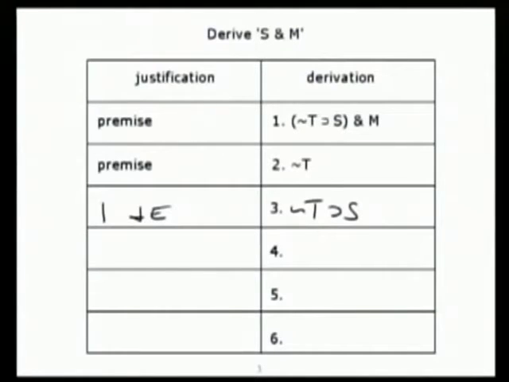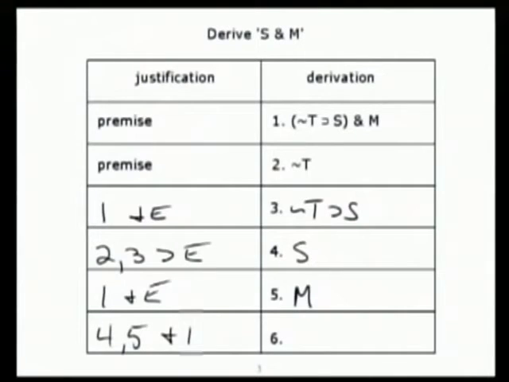Those are the 2 conjuncts. We bring down the first. We could bring down either one. Then with 2 and 3 by horseshoe elimination, we get S. And then we have to do this one step at a time. You can see obviously what's to be done, but in order to be as rigorous as possible, we need to make sure that we only take one step at a time. So the next step is 1 by ampersand elimination again. This time we bring down the M. And finally, by 4 and 5 by ampersand introduction, we get what we're trying to prove, S and M.